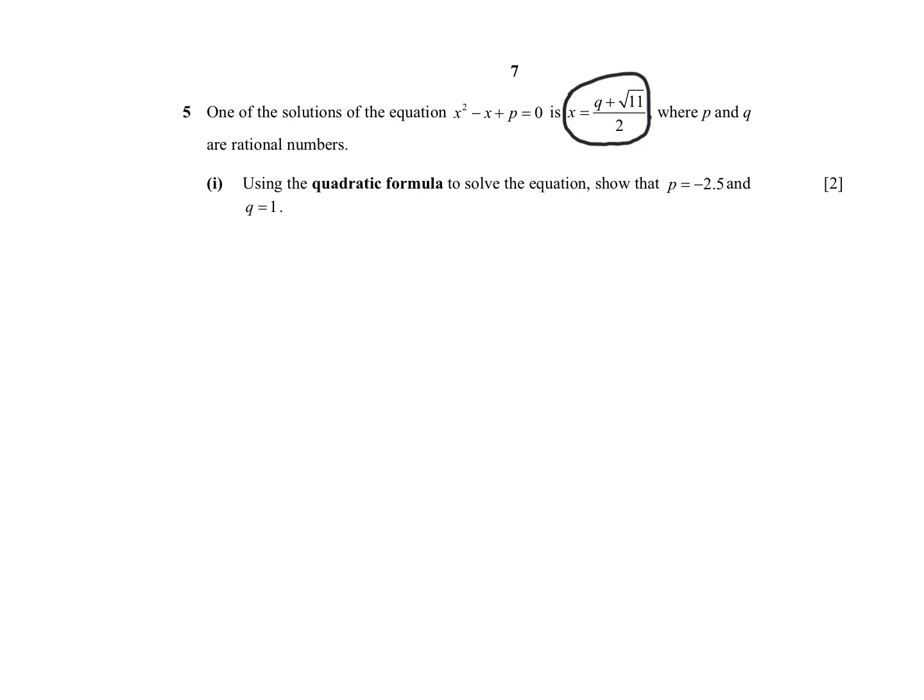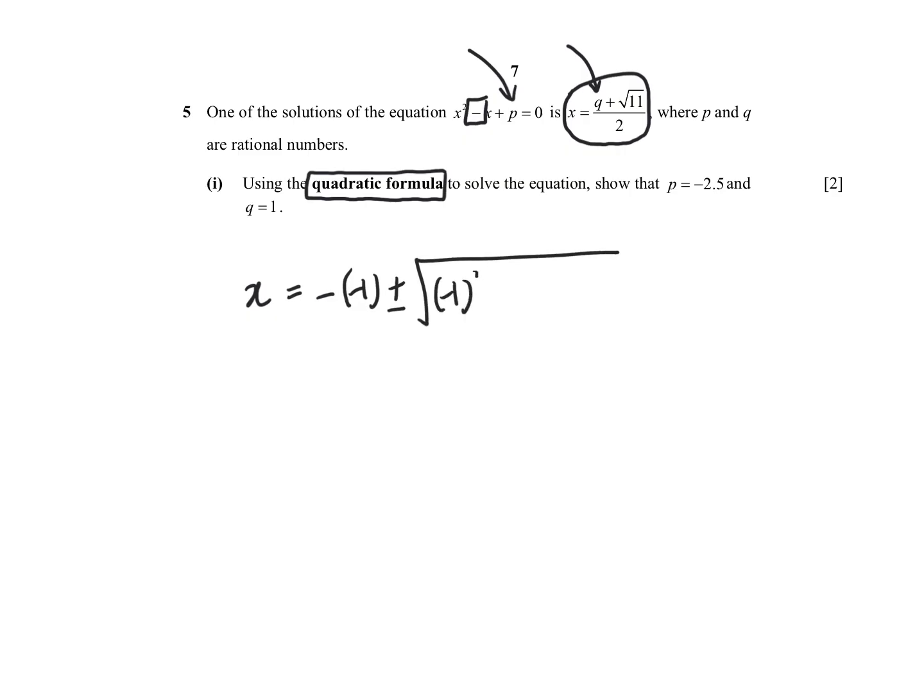They say using the quadratic formula, try to find out what is Q and what is P. So we all know using the quadratic formula means you sub in negative B. So my B is -1, plus or minus square root of B square minus 4AC over 2A.